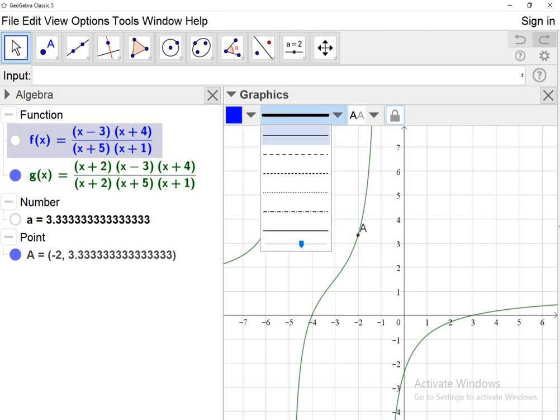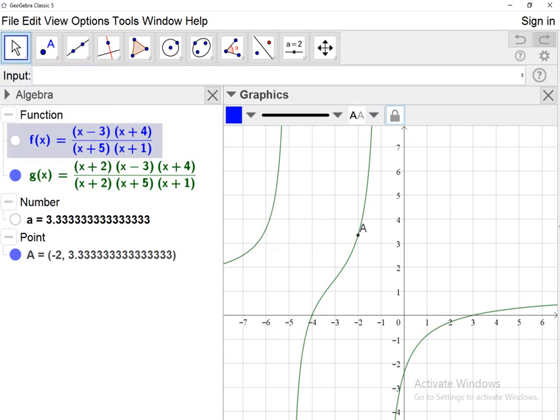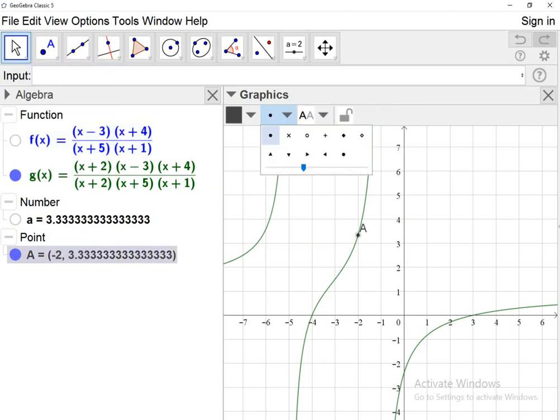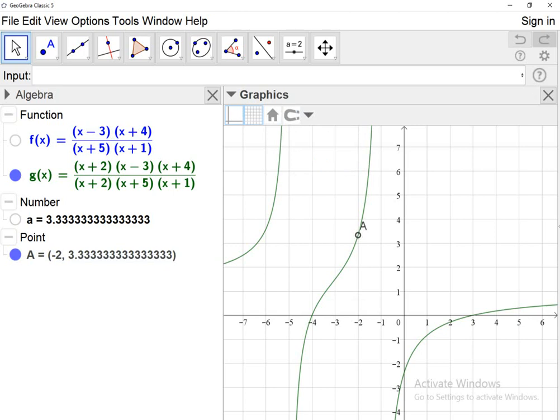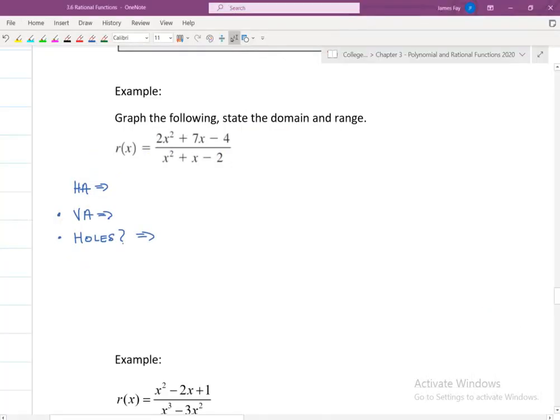So your graph would look like that instead. Okay. But when we're doing this using something like GeoGebra or Desmos, it doesn't fill that hole in automatically for us. We have to do that ourselves. So that's why we do holes and vertical asymptotes together here, because they're related somehow, okay? Or they interact with each other occasionally.